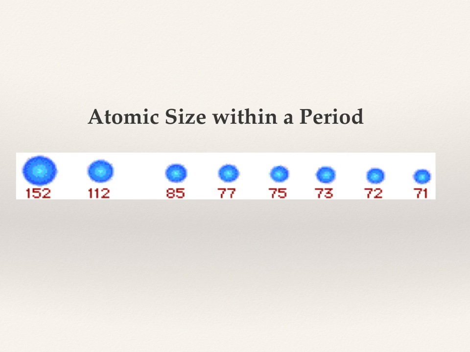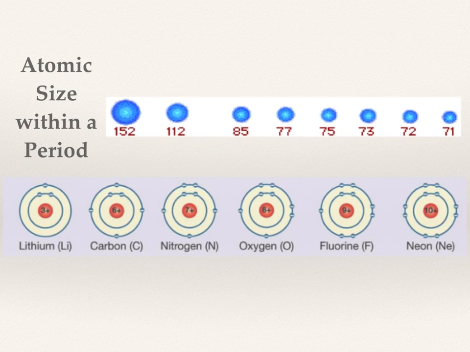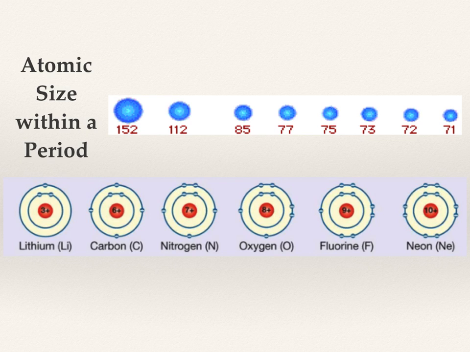Within a period, though, we notice that the atomic size gets smaller. And so the reason, going back to that shell diagram, is that as you go from left to right, while you are increasing your number of protons and neutrons and electrons, all those new electrons are within that same shell. And so as you go from left to right, you're increasing your protons and your electrons, which increases the attractive force between them, and that's what causes the decrease in the atomic size.